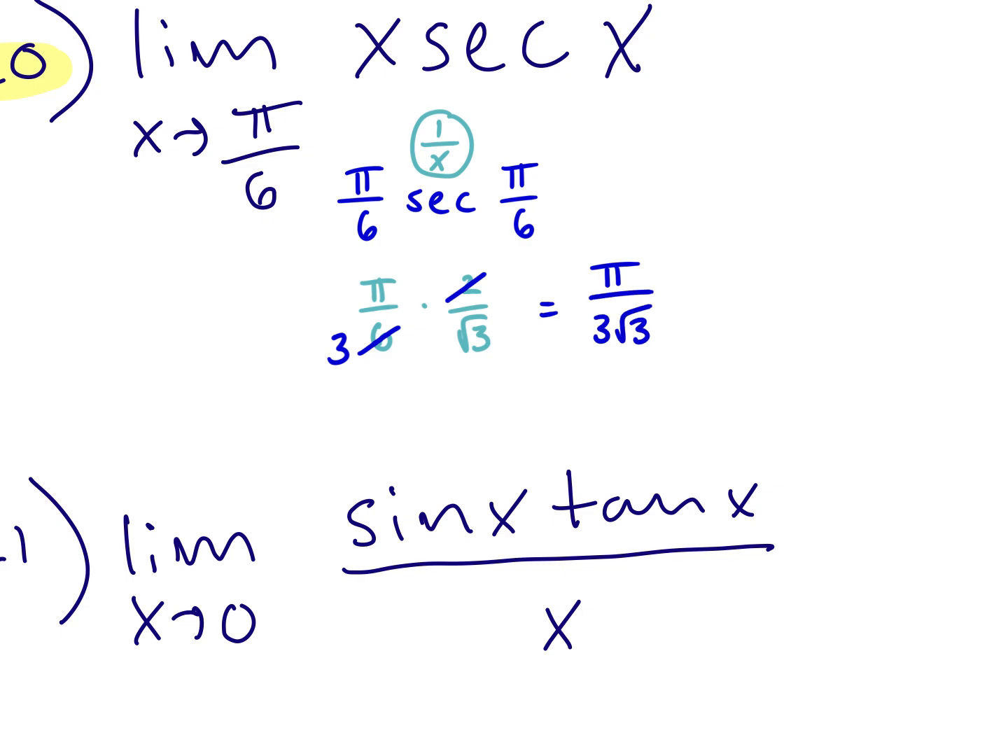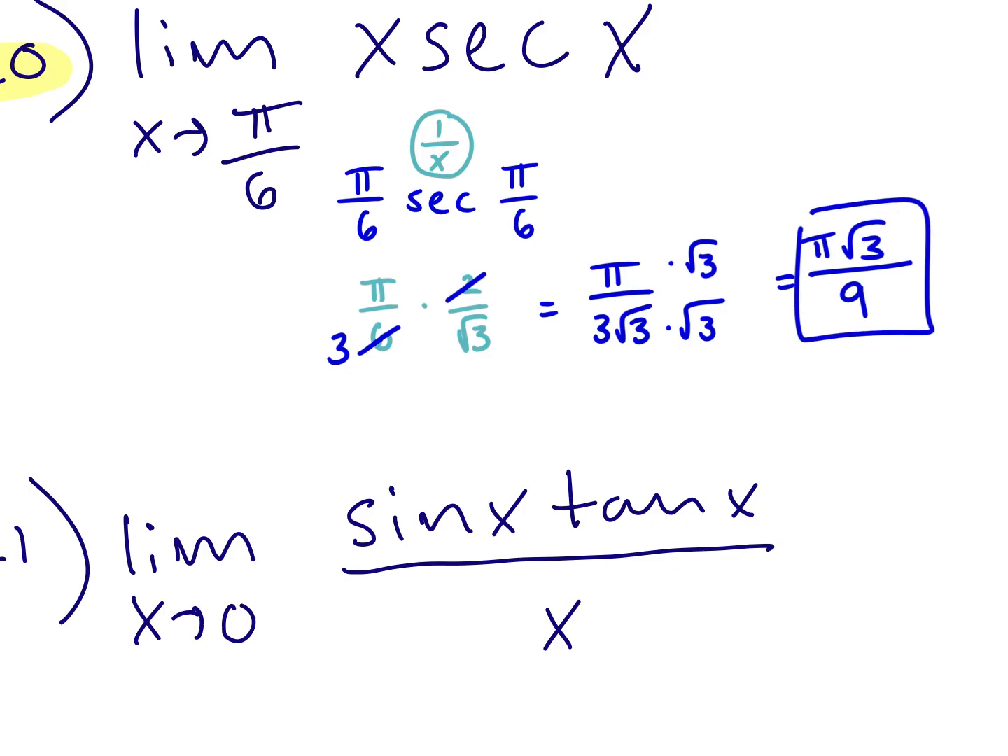Could I leave my answer like this? No. What do we have to do? Rationalize. Let's multiply the top and the bottom by square root 3. We get square root 3 times pi, or pi square root 3 over what? 9. Awesome. So this would be our answer. Square root 3 times square root 3 was 3, and then we still had another 3. So 3 times 3. Just whatever your square root is. Because if you did the 3 to the top also, it would then simplify.